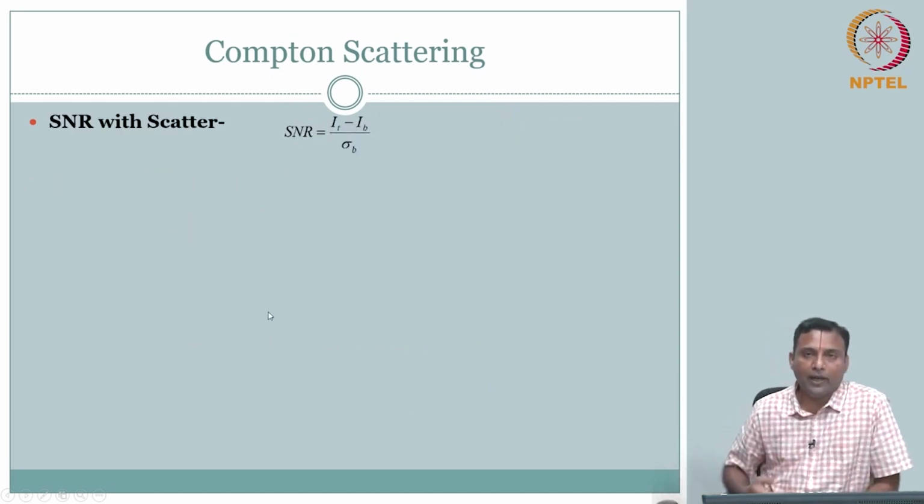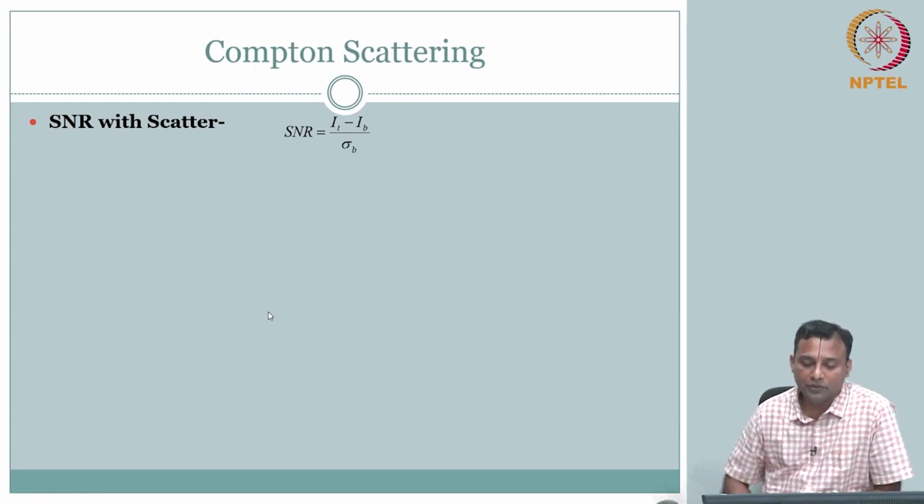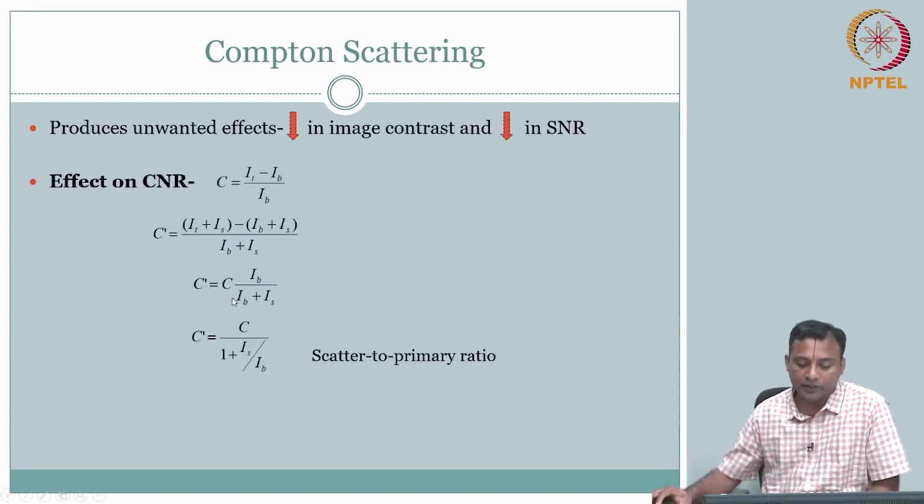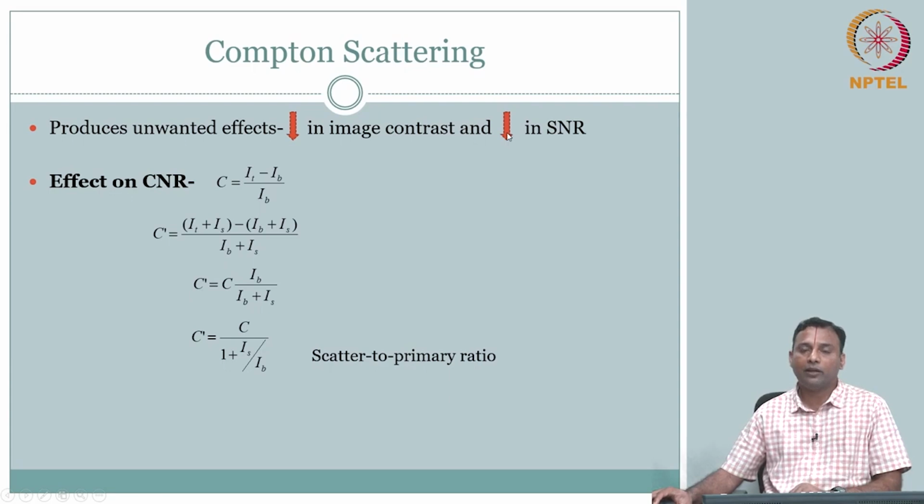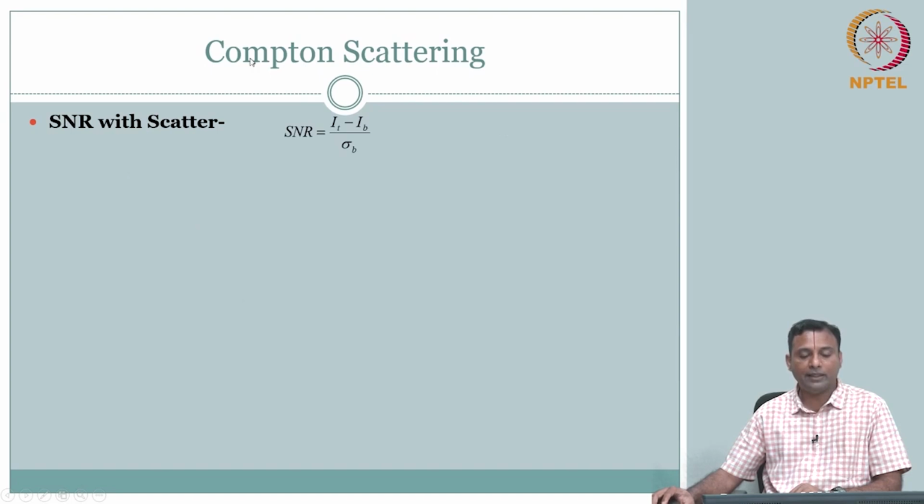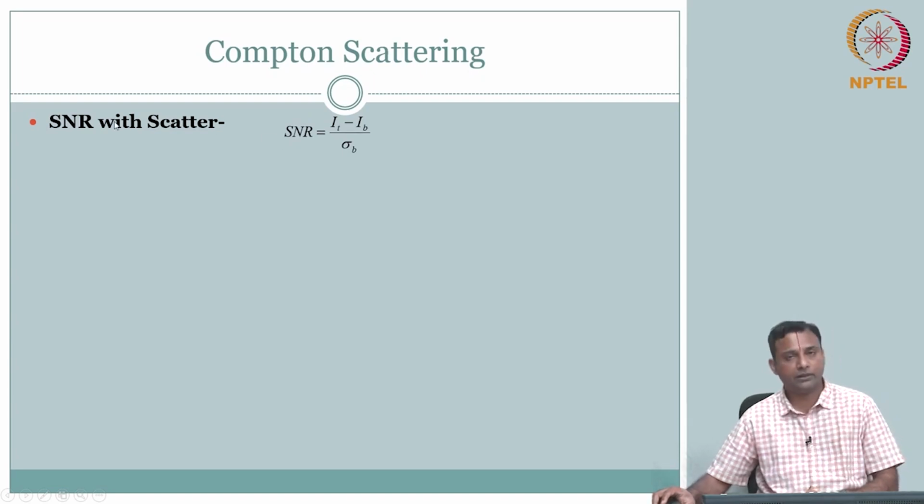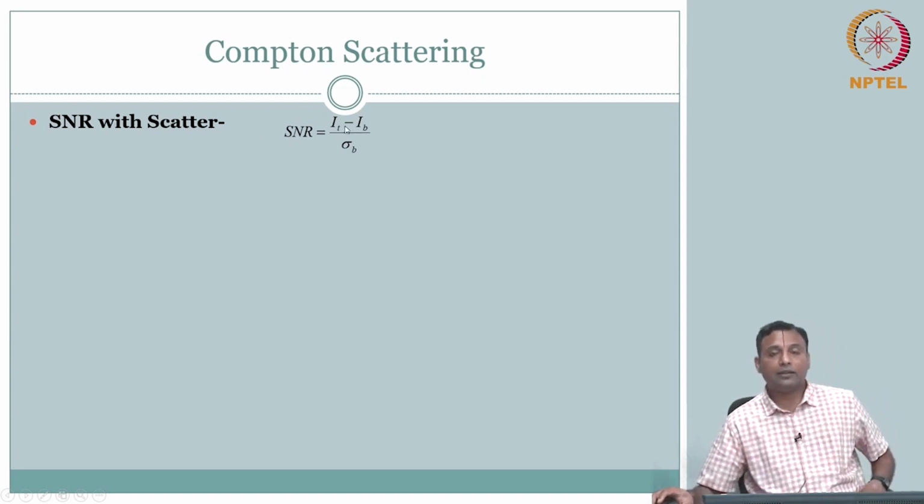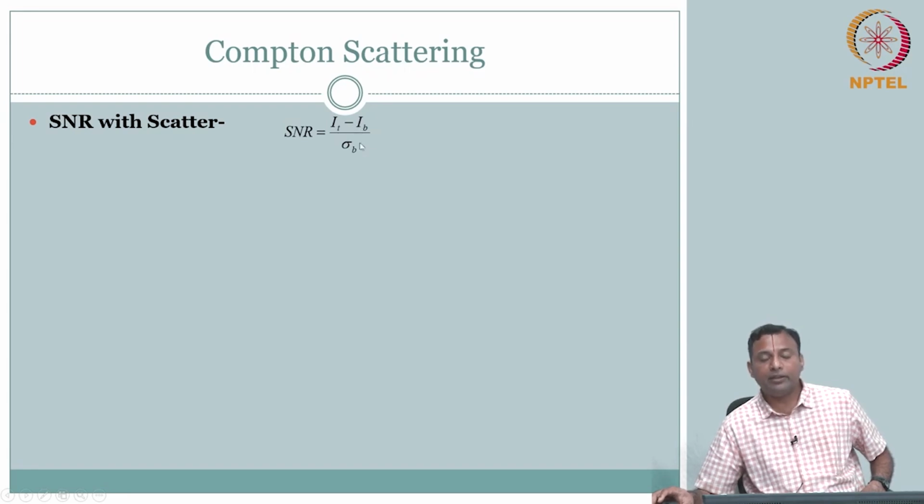Likewise, what happens to our signal to noise ratio? Of course, we talked about signal to noise ratio also going down, but what we will do is show it. How do we show it? Same thing, SNR is (IT minus IB) by sigma B, the same definition we started with for SNR. Your target minus background intensity is divided by the noise. So, this is my signal. What do we need? We need to introduce scatter.